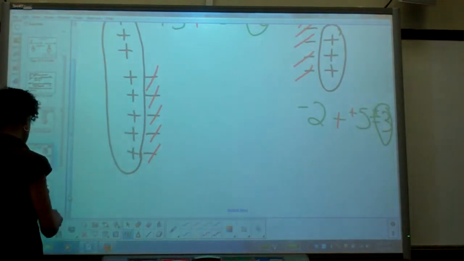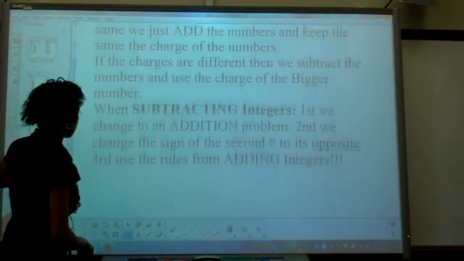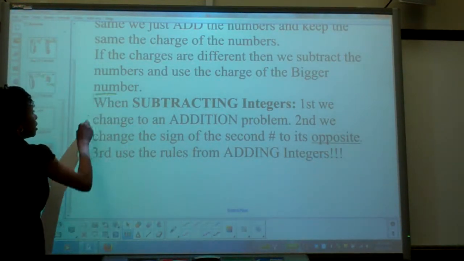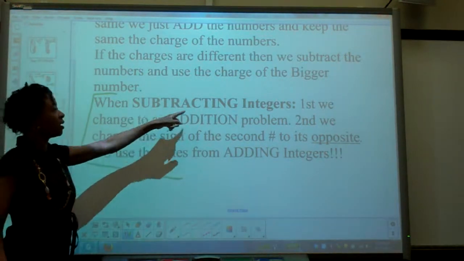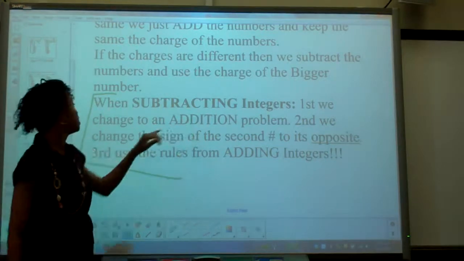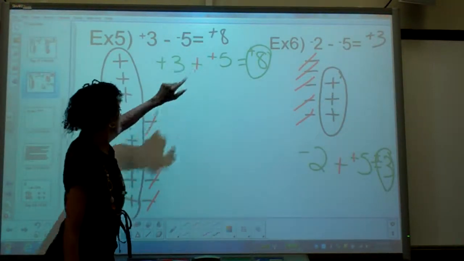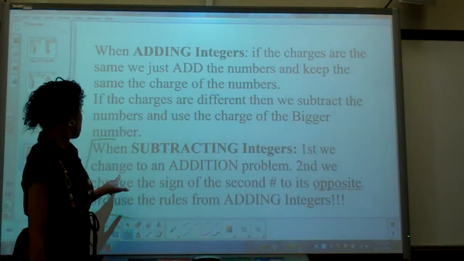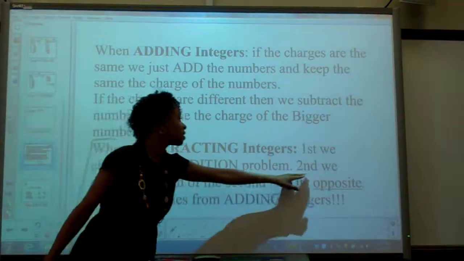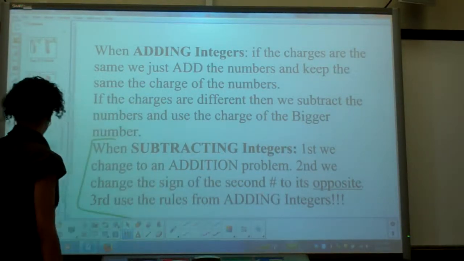All right, so here are the rules quickly. This is the part we're looking at down here. When subtracting integers, first thing we change it to an addition problem. We did that on all of them here. We changed it from subtraction to addition. There's the first rule. Change it to an addition problem. The second is we change the sign of the second number to its opposite. We did that as well.